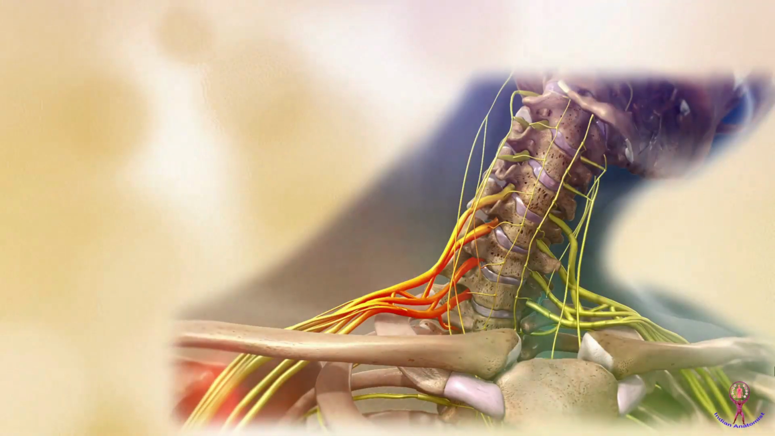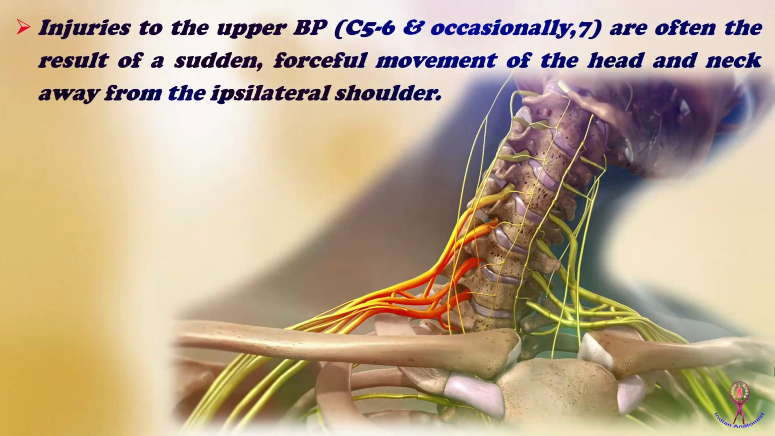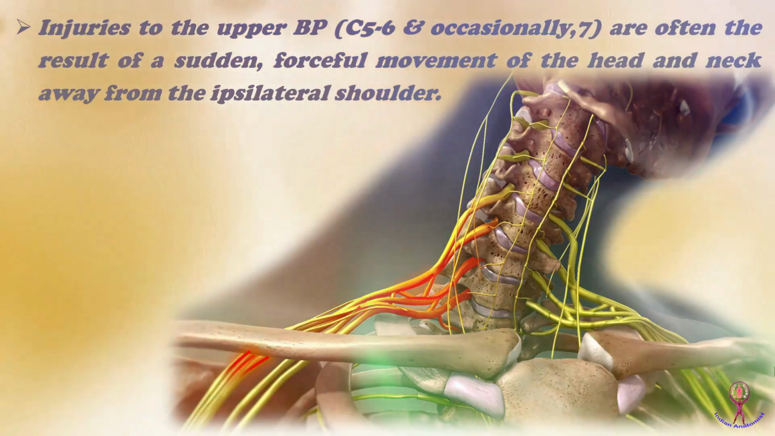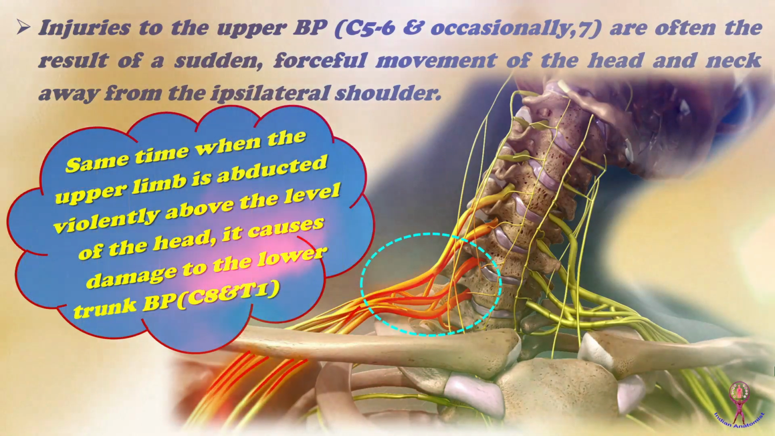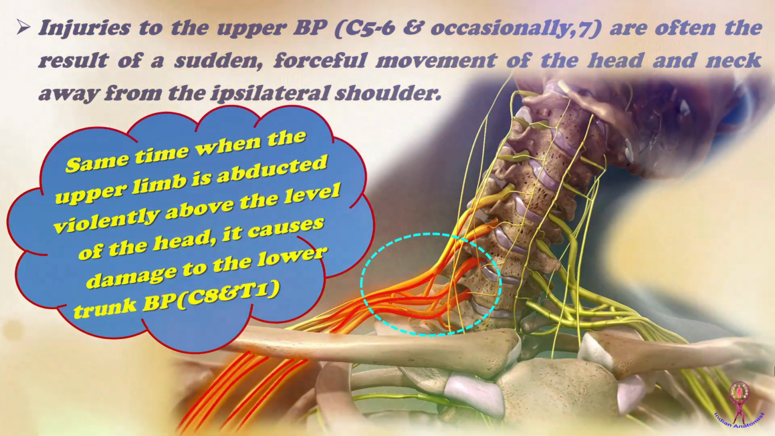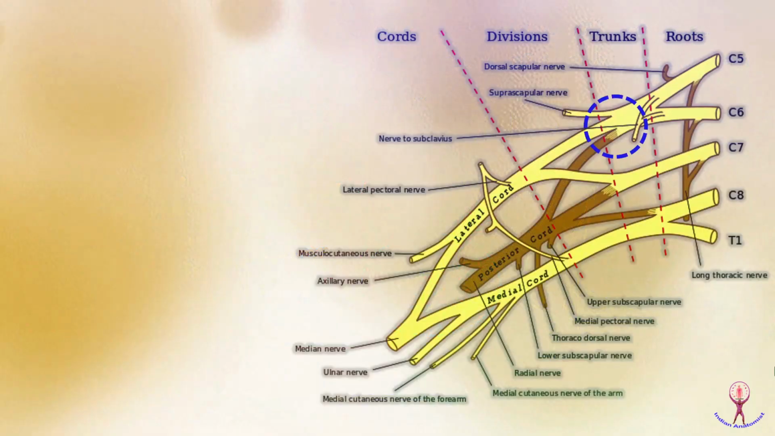An abrupt violent movement of the head and neck away from the ipsilateral shoulder is commonly the cause of injuries to the upper trunk of the brachial plexus, that is, C5, C6 and occasionally C7. Sometimes, the abduction of the upper limb above the level of the head is also known to induce injury to the lower trunk of the brachial plexus, that is C8 and T1.